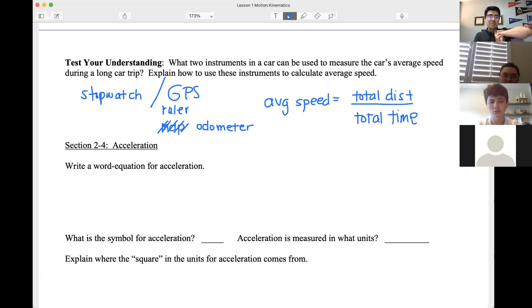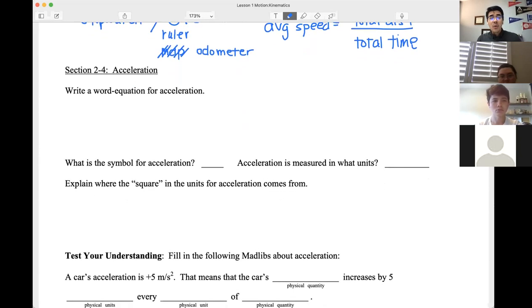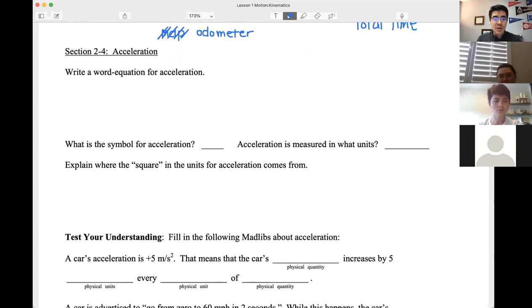I know I'm being nitpicky, but GPS totally would work. When you're measuring smaller things, you're going to do like a ruler or measuring tape or something like that. Okay. So that's the idea of measuring average speed. Now, what the heck is acceleration described in words?